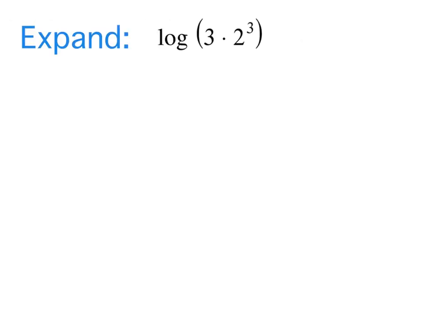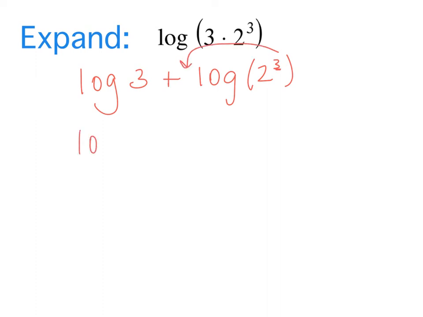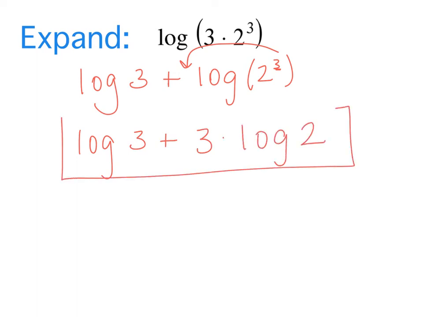So let's take a look at an example where I have to expand a log. If I have log of 3 times 2 to the third power, I'm going to use the product rule and break that up into log of 3 plus the log of 2 to the power of 3. So I'm almost done. Because this has an exponent here, I can move that to the front. So this becomes log of 3 plus 3 times the log of 2. And I can break this apart because it has the same base right here, which is 10.